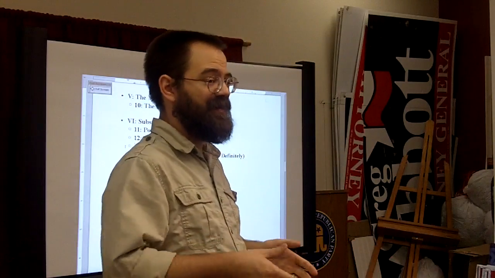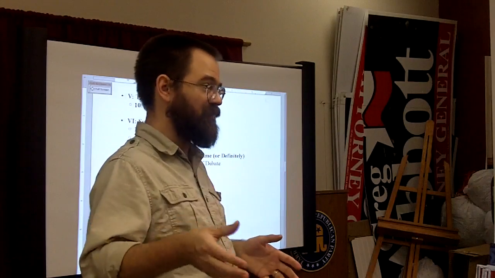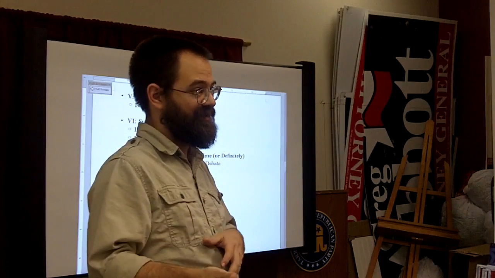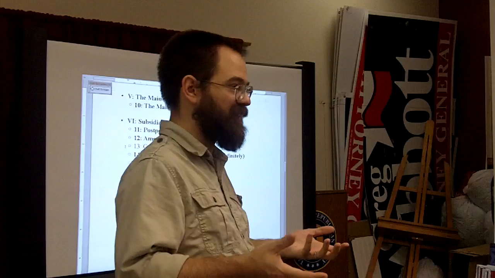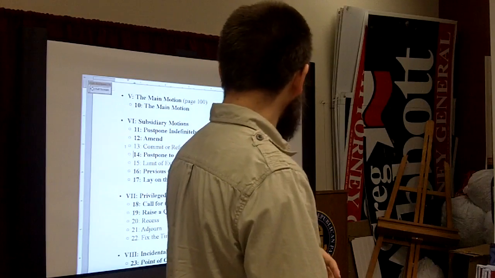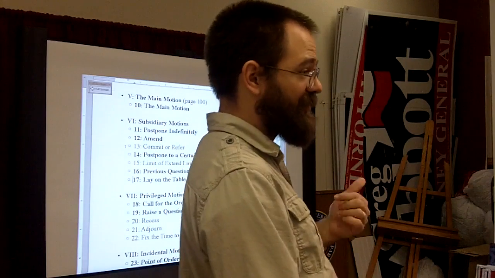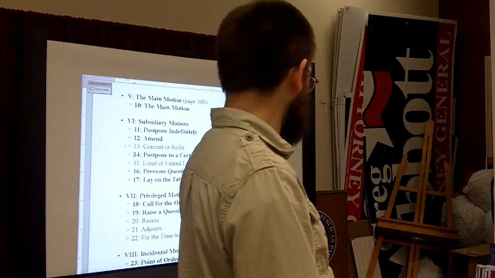Tabling is useful mostly when you've got regular meetings of a body that are happening every quarter and you want to put something down until the next meeting, when you've got more research done or something. At a one-day convention, it's hardly ever what you mean. You usually want to postpone to a certain time or just kill it.